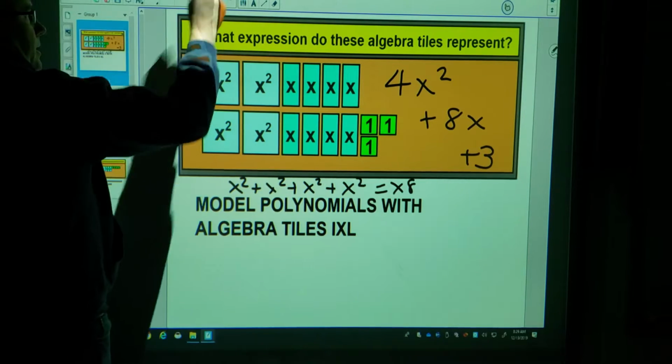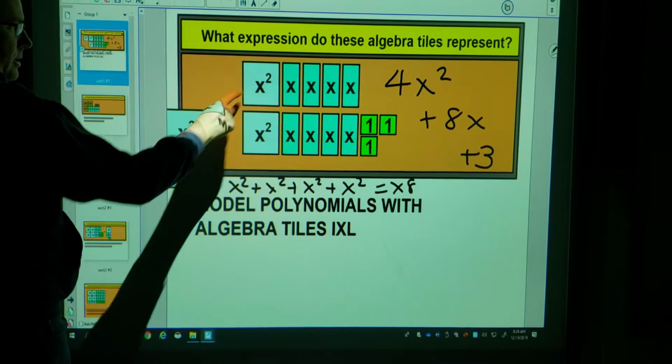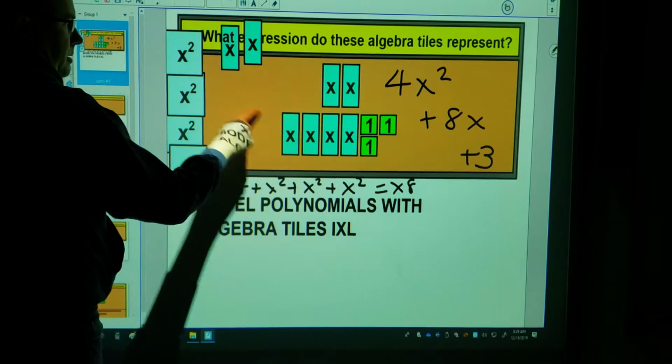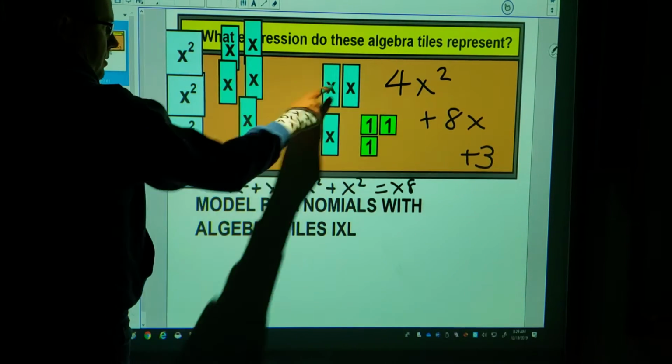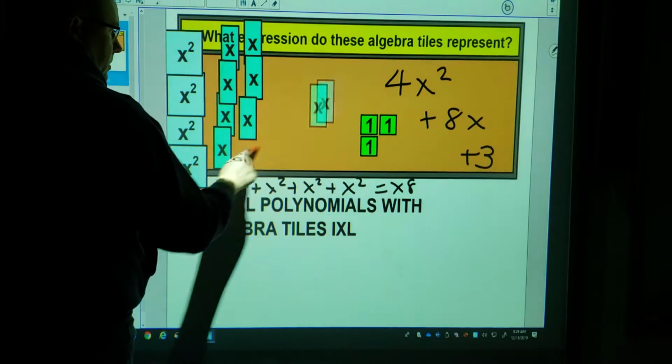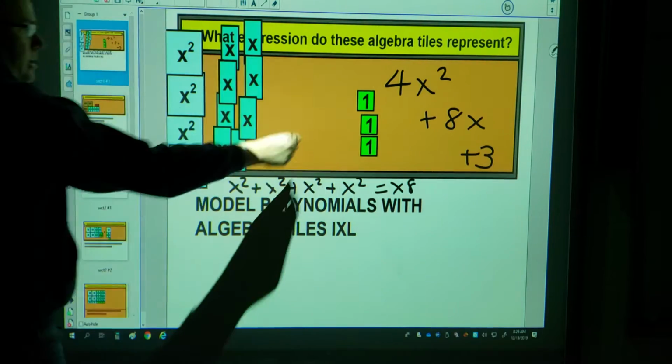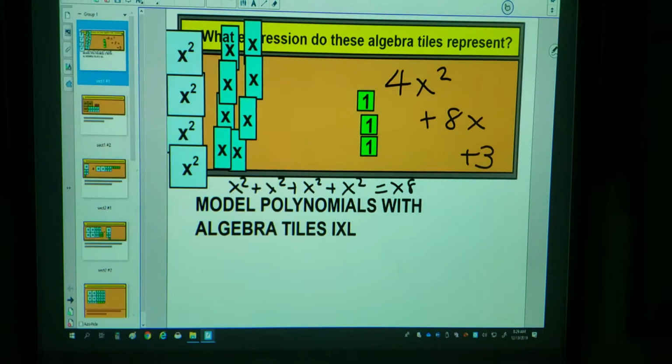Now, you can't do this on the IXL exercise, but you can actually move tiles around when they're actual manipulatives, which sometimes makes them easier to count. You can put them in different orders, and they're sometimes a little easier to group. And you can see that there's 4, 8, and 3. So sometimes that's another advantage of using tiles.